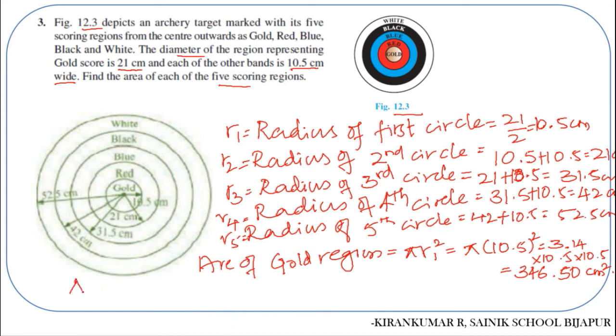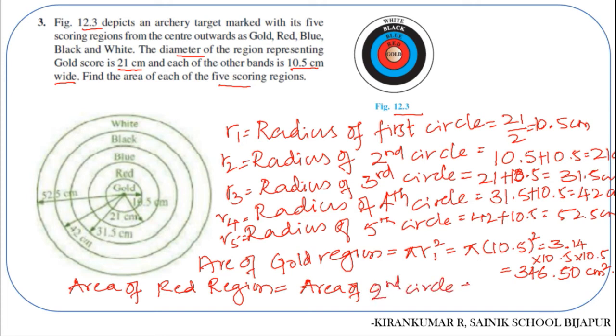So area of red region will be area of the second circle minus area of first circle.